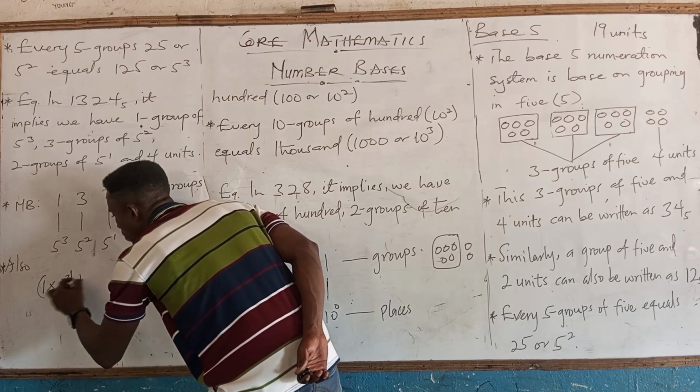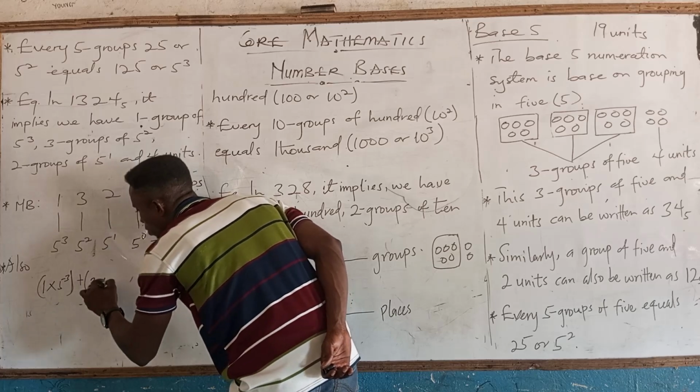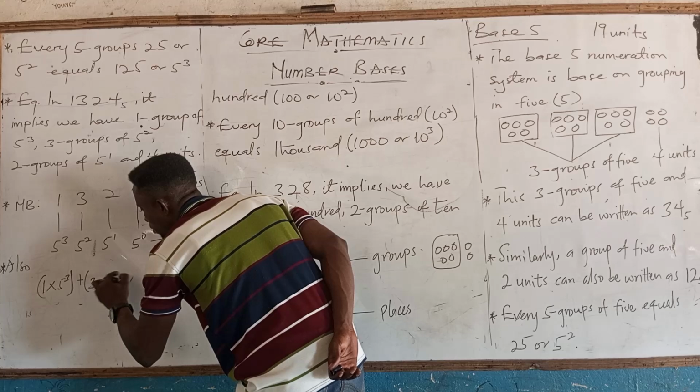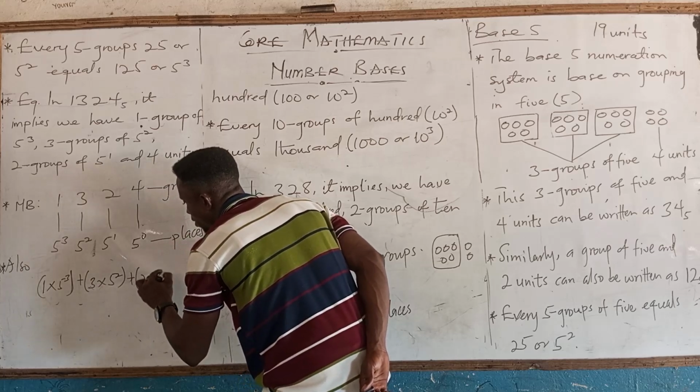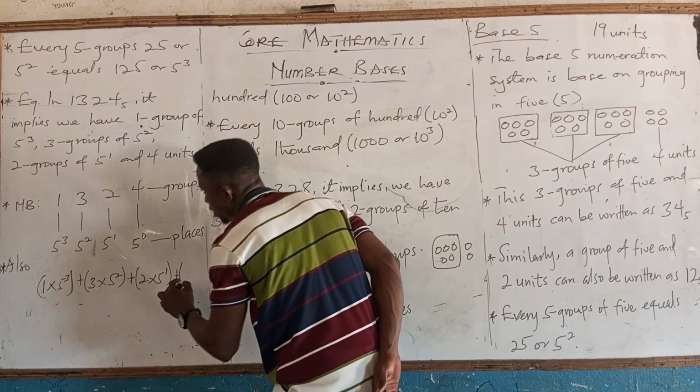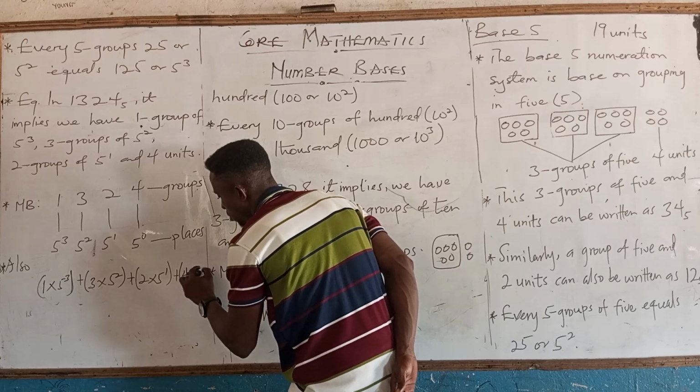Then I'll have my groups. Five, sorry. The group, that is 3 times what? The 5 squared. Then plus the 2 times what? The 5 exponent 1. Then plus what? Then I can have 4 times what? Then 5 exponent what? 0.